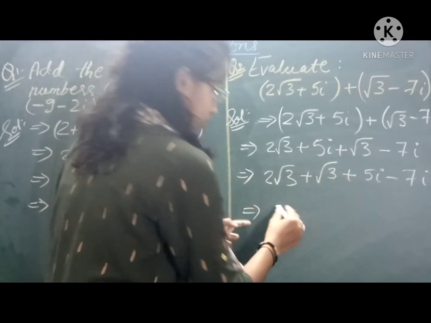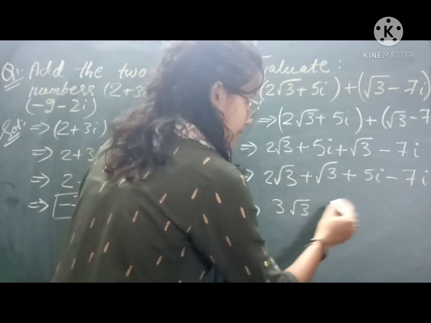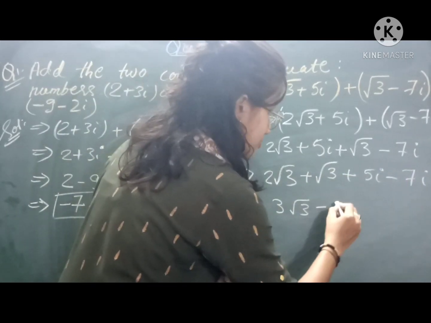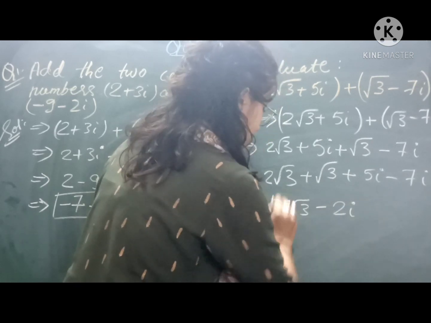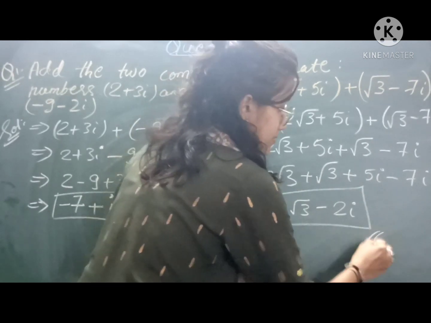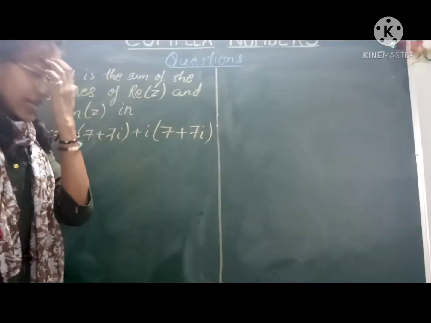2 root 3 plus 3 root 3, 3 root 3, and here it is minus 2i. We got the answer. That's simple. Now the next question.